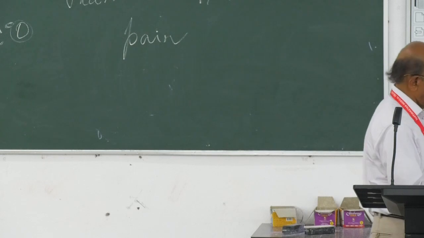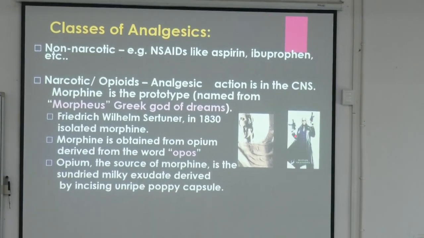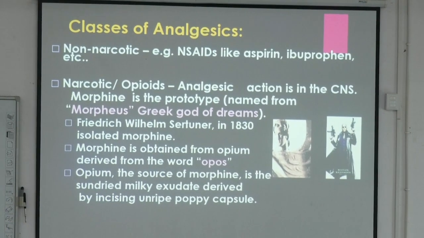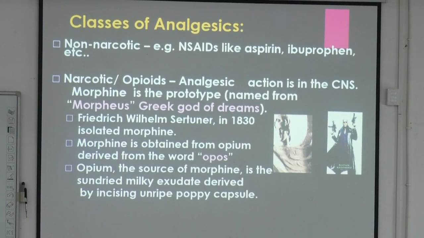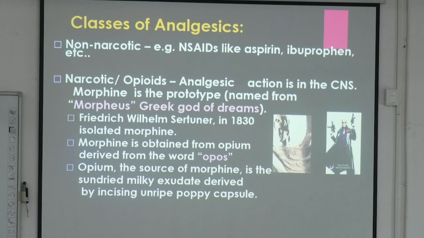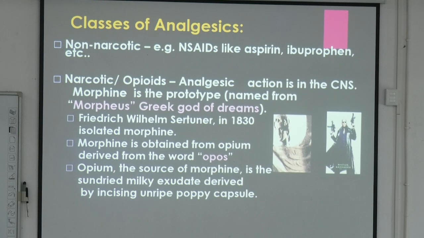And that is Morpheus, the god of dream. One of the important characters of The Matrix, Morpheus.